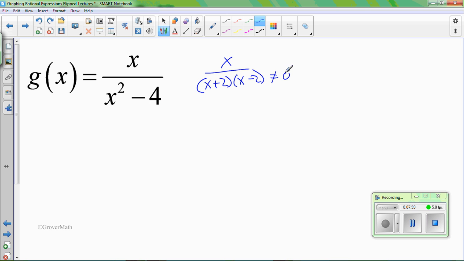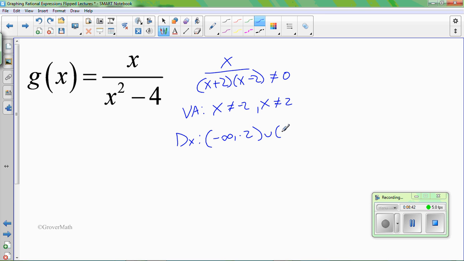Set the bottom not equal to 0, and solve. We end up that x cannot equal negative 2, and x cannot equal positive 2. These are going to be vertical asymptotes. That's it. Your domain, now that we know x can't be those things, always starts from negative infinity, and it's going to go to negative 2, or it's going to go between negative 2 and, I just want to rewrite that so that's clear. Negative 2. Nope. Sorry about that.